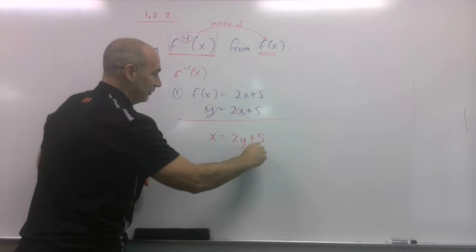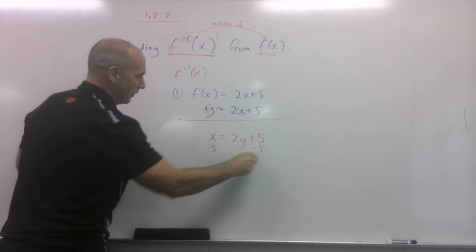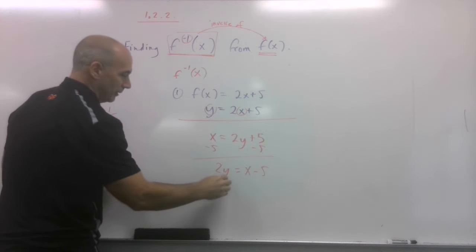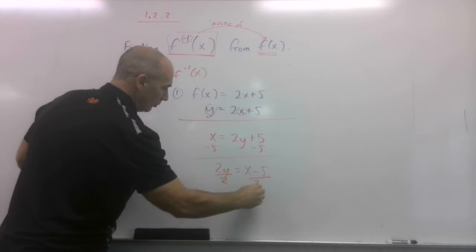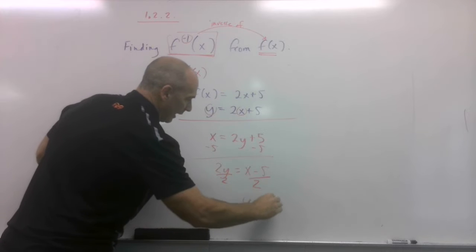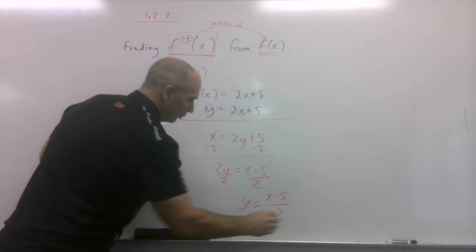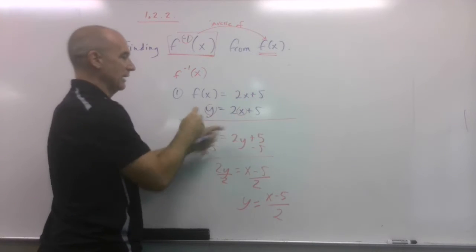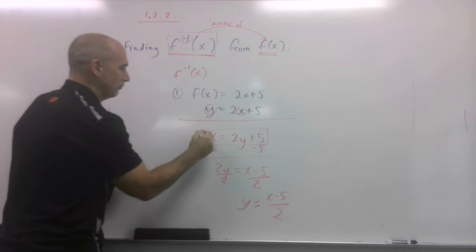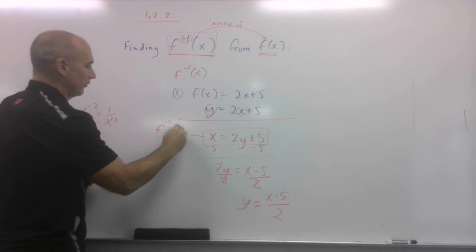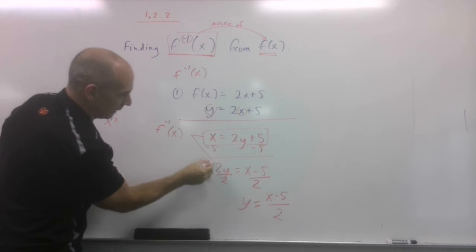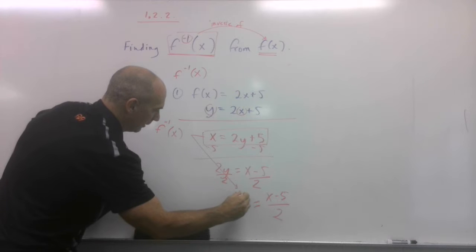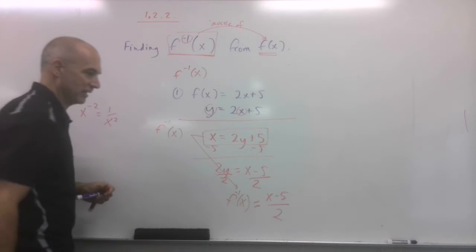Watch this. Subtract 5, subtract 5. I'm going to spin the thing around. 2y equals x minus 5. Now I'm going to divide by 2, and I get y equals x minus 5 all over 2. Now here's the twist. As soon as we replace the x's and the y's, this thing became the inverse function. But you're not done until you solve for y. When you take that y out and you replace it with the proper symbol right there.